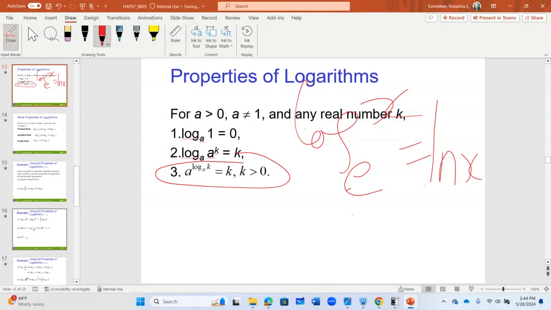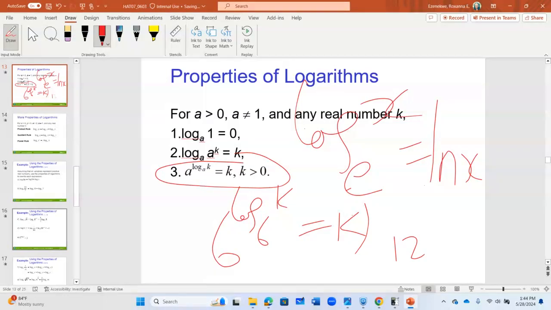Property number 3 says, if the base is 6, raised to the power log to base 6 of k, the answer is k. A base raised to the log of the same base is k. So let's say 12 raised to log to base 12 of whatever number it is, m, is equal to m.